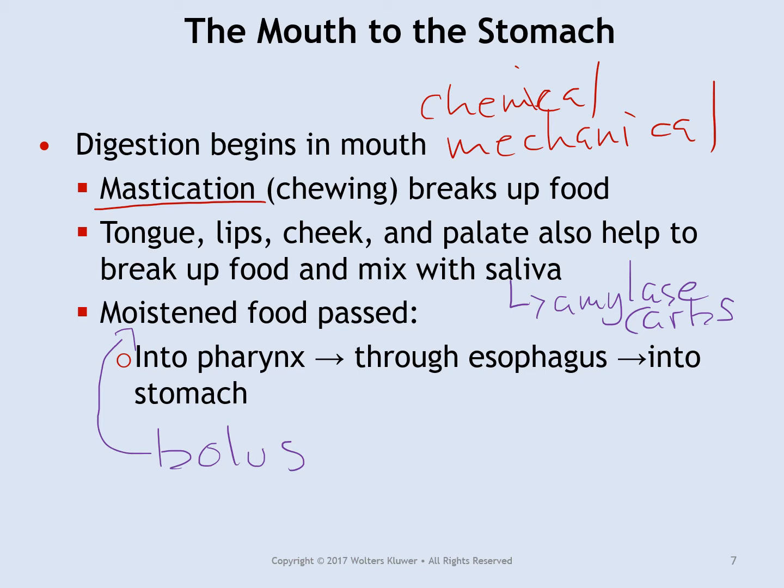So when you swallow, that food will go into your pharynx, which is, if you remember from the respiratory system, the area right behind your nose and mouth. From the pharynx down into the esophagus, from the esophagus then into the stomach.